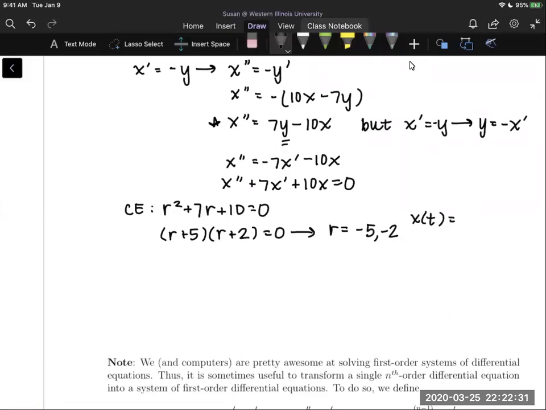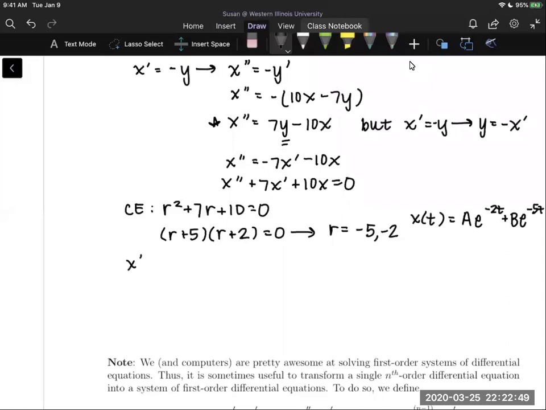And I'm just using a's and b's rather than c1 and c2 just because that's how the book does it, but you can use c1 and c2 if you like. So I have a e to the negative 2t plus b e to the negative 5t. And now how am I going to find my y function?